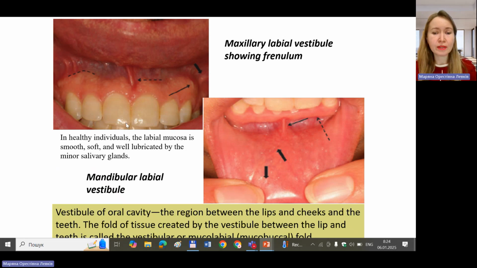In healthy individuals, the labial mucosa is smooth, soft, and well lubricated by the minor salivary glands. And the definition of the vestibule of the oral cavity. So this is the region between the lips and the cheeks and the teeth. The fold of tissue created by the vestibule between the lip and teeth is called the vestibular, mucolabial, or mucobuccal fold. Here it is, and here it is, the mucobuccal fold.